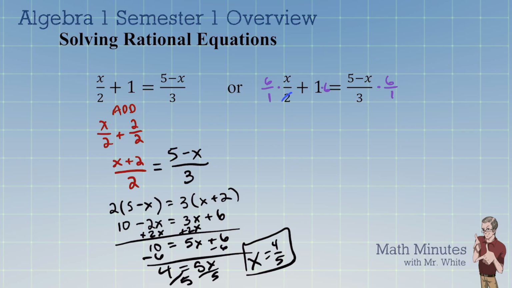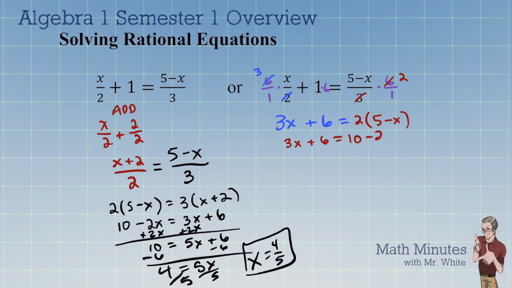Now, 2 goes into 6 3 times. So on the first term, you're left with 3x over 1, right? It's gone. The denominator's gone. Plus 6, don't forget to multiply that 1 by 6, equals, and then on the right side, 3 goes into 6 2 times. So we're left with 2 times the quantity, 5 minus x. So this equation looks very different from the one on the left side, but I have a feeling the answer will come out the same. Let's see.